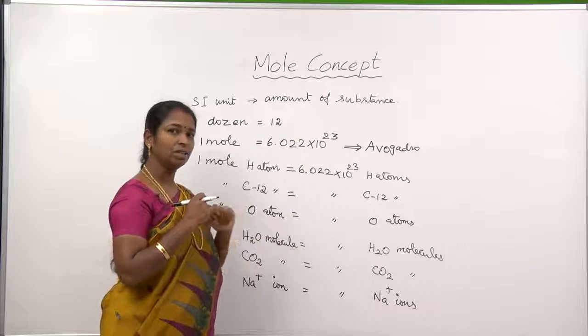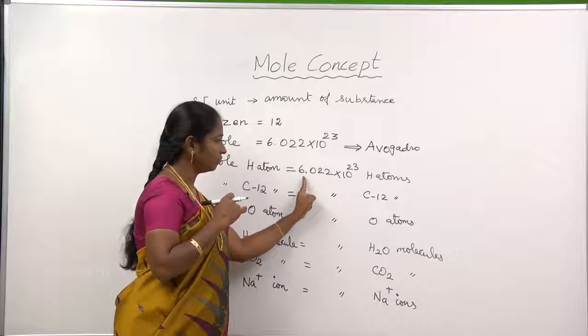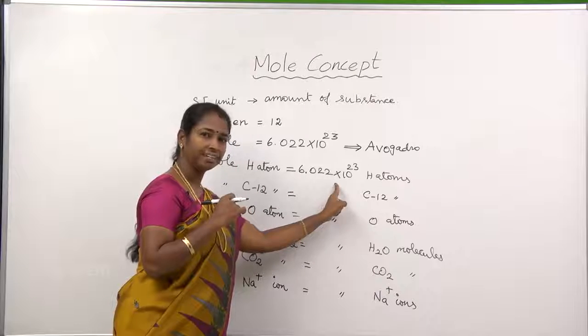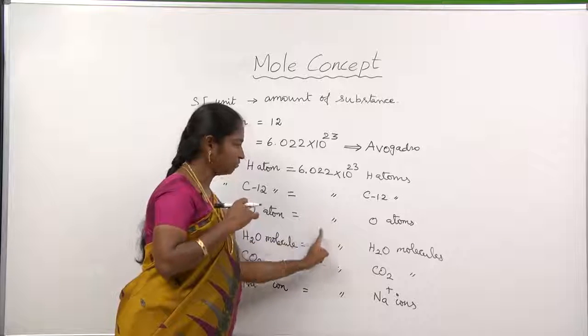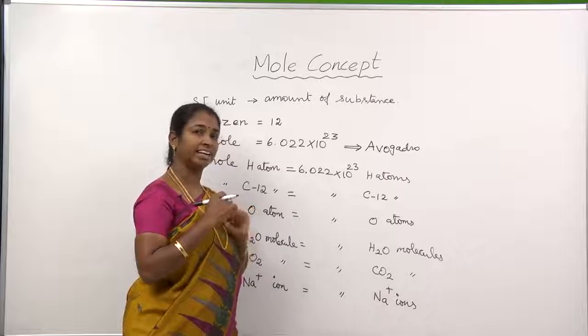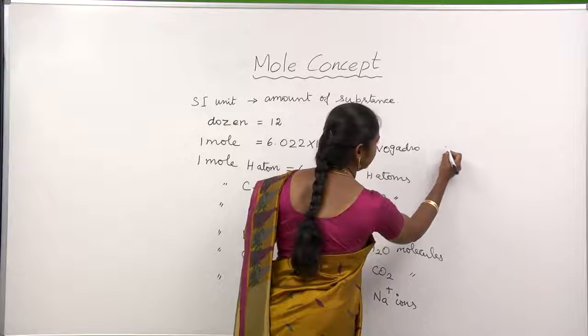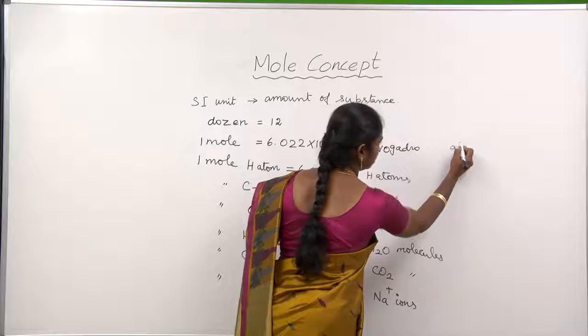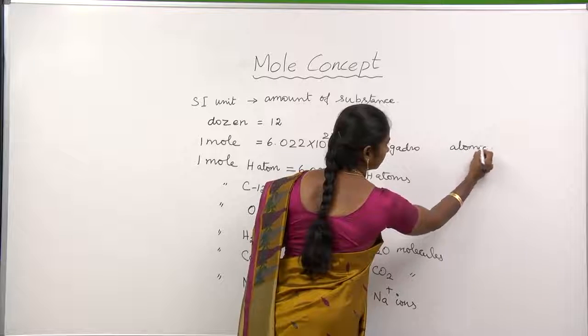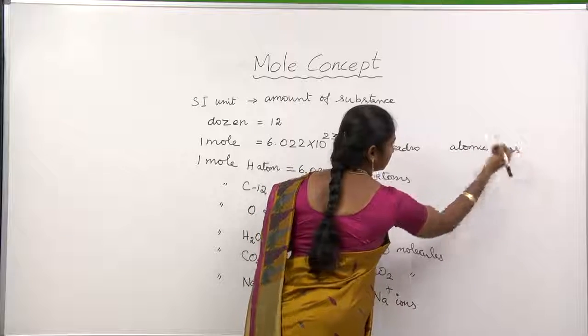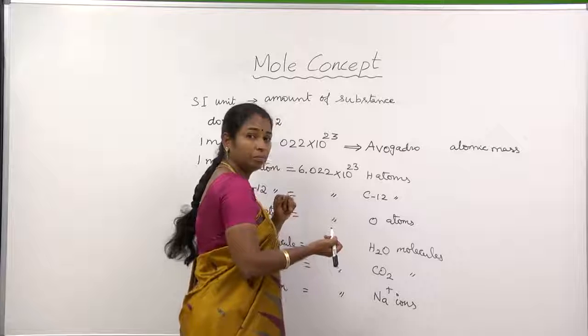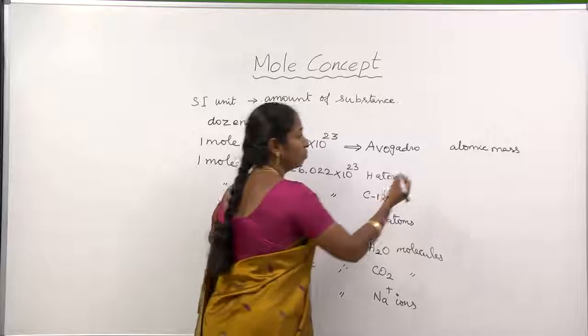The mass of 1 mole of atoms or 1 mole of molecules is called atomic mass or molar mass. If the substance is an atom, it is called atomic mass. If the substance taken is a molecule, it is called molar mass.